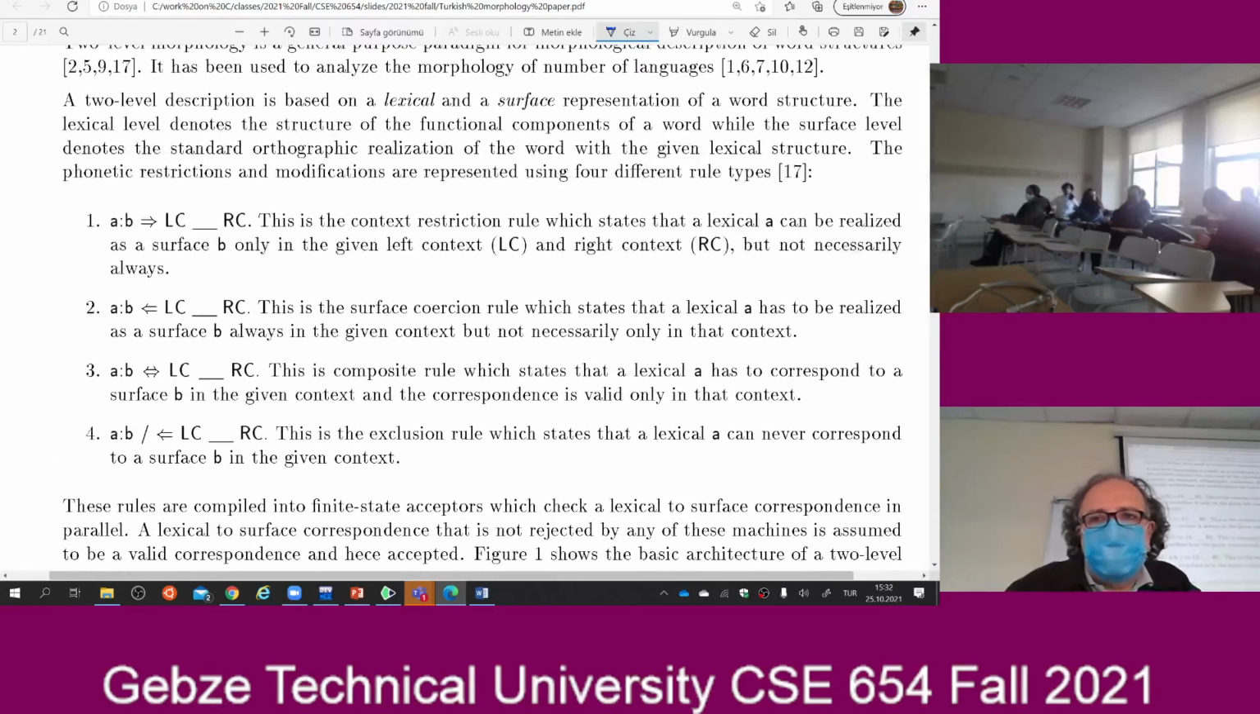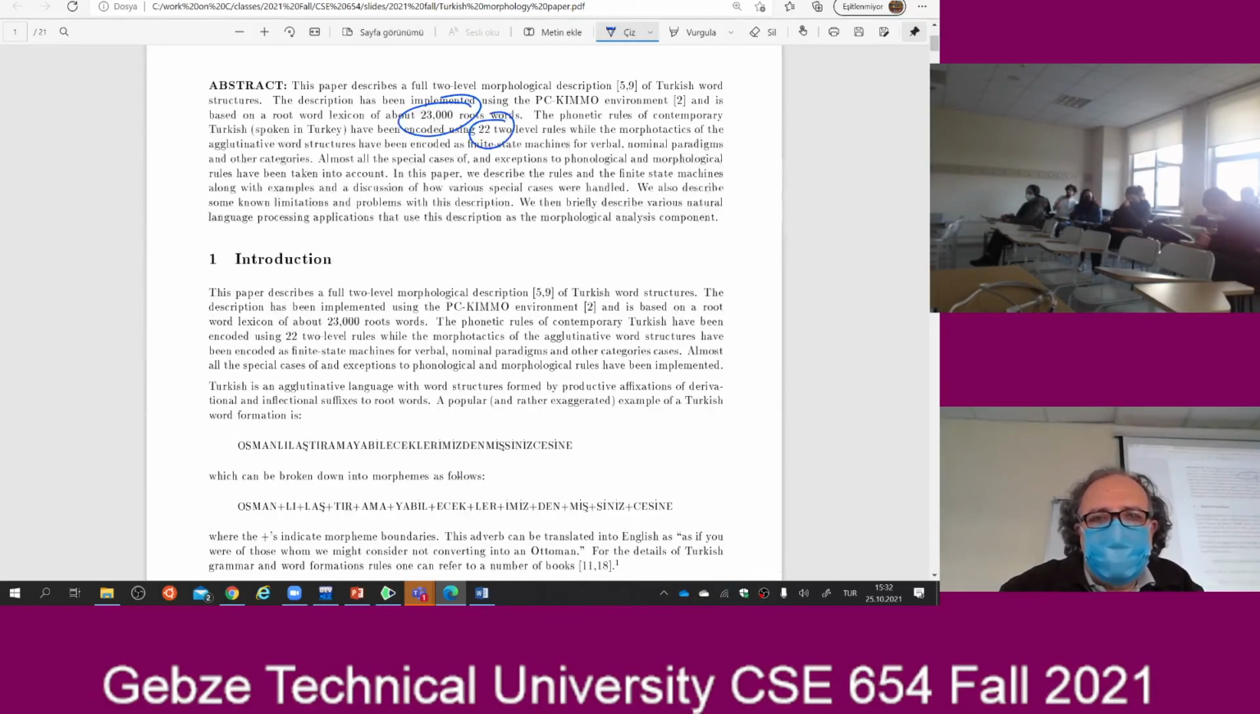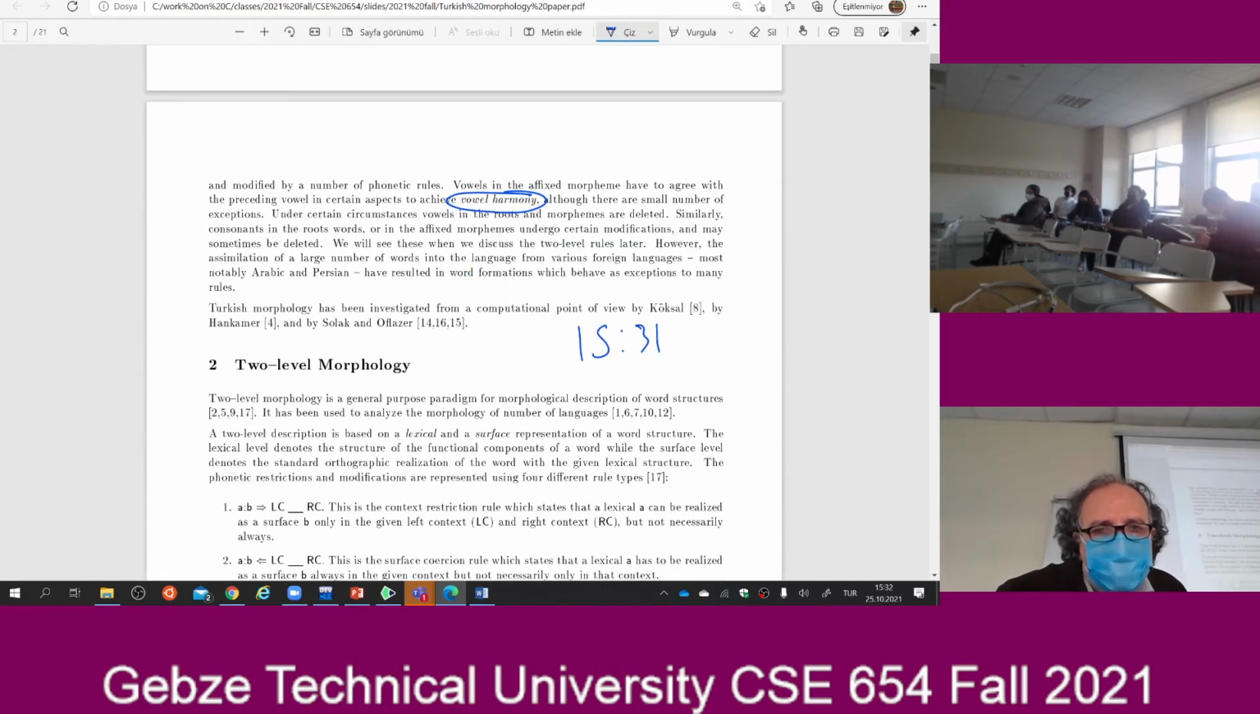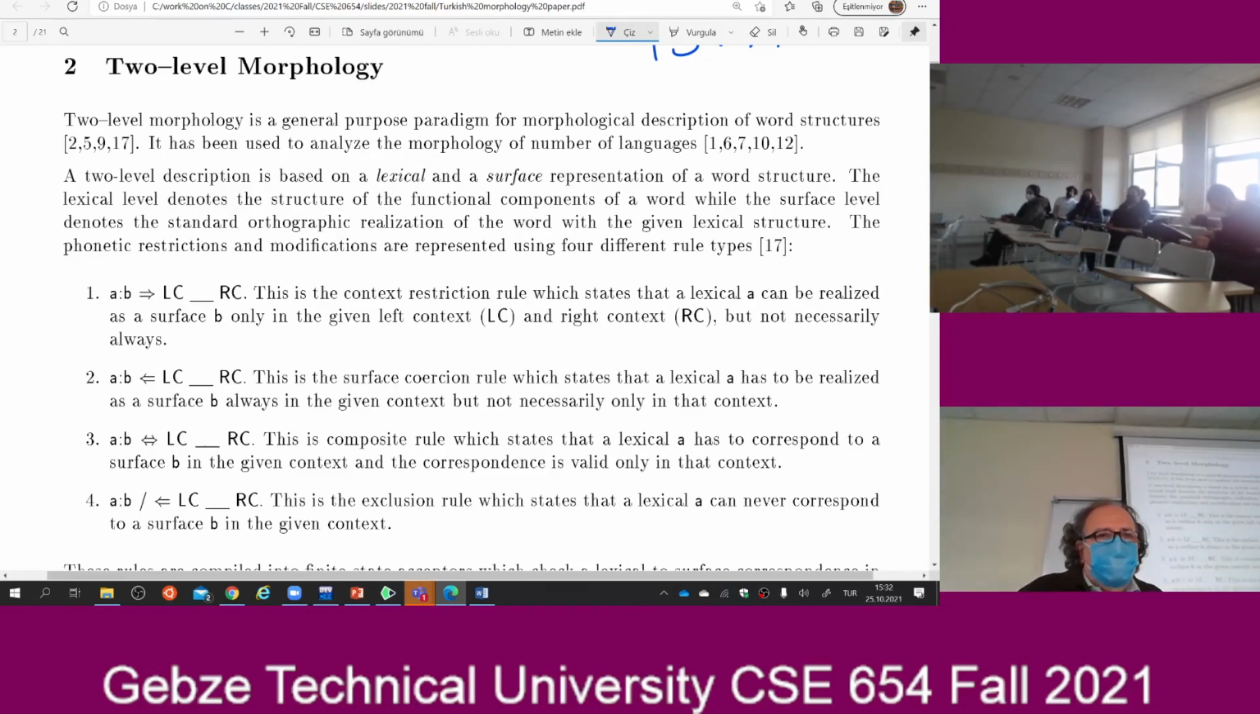I am not going to go through all of them. Most of the rules are written using the rule notation of the software PC-KIMMO, which is not used anymore. It's an old one, but we can still understand the rules, okay? So, again, this is the transition rule: if this is the input, this would be the output.